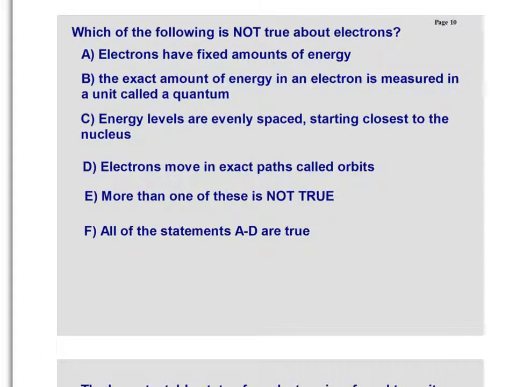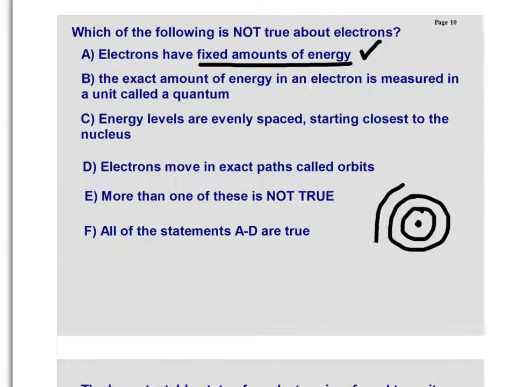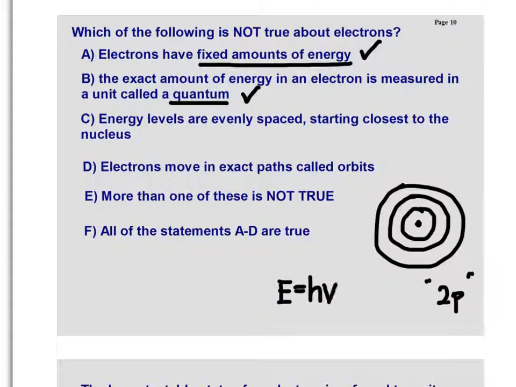Okay, which of these is not true about electrons? First, electrons have fixed amounts of energy. Technically, we could say that's true because they live on a particular energy level with a particular amount of energy. So we know that if it's living in, for example, 2p, that electron has a particular amount of energy. We also know, this is true, that the measurement of energy is done using quanta, a quantum, which is the same thing from the previous part of this chapter, with energy equal to frequency times Planck's constant. A quantum is Planck's constant.